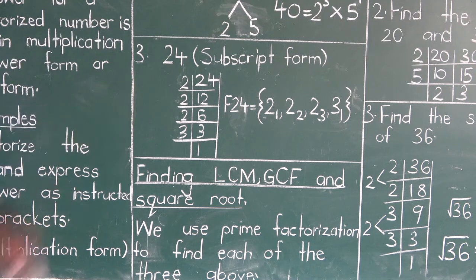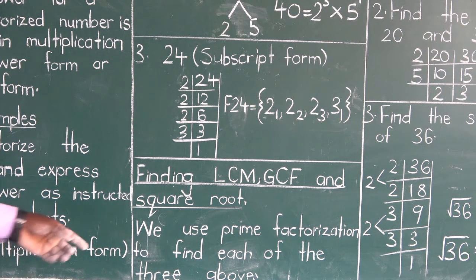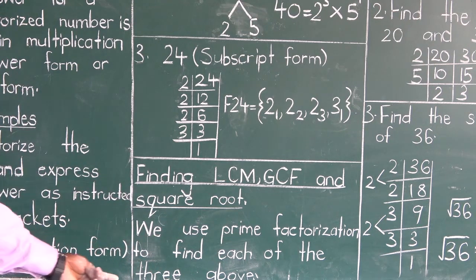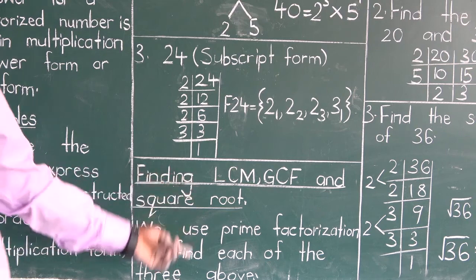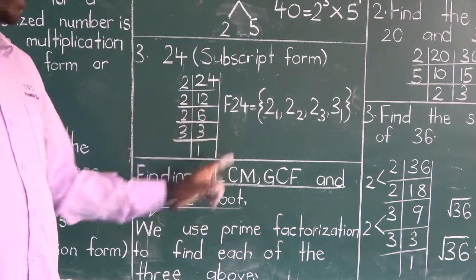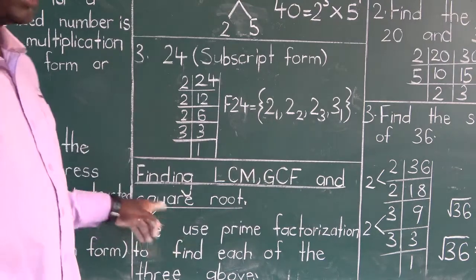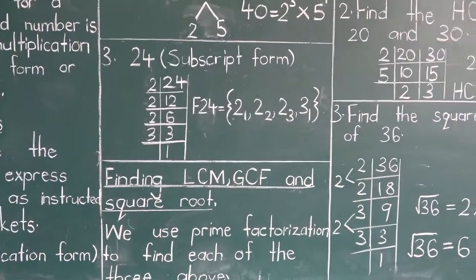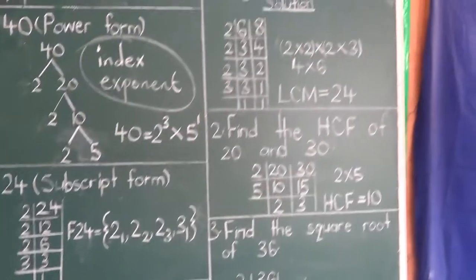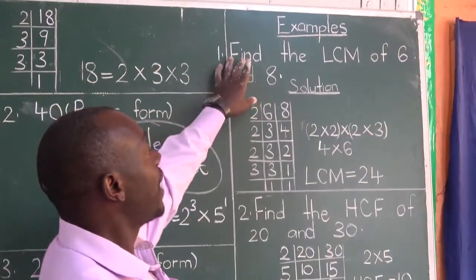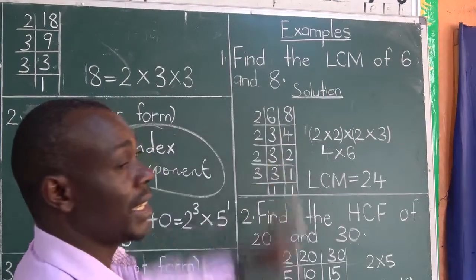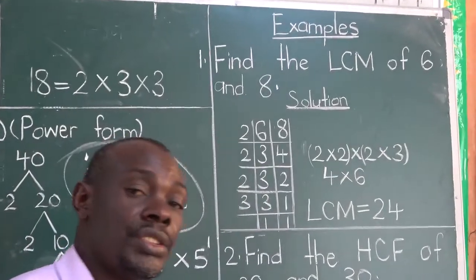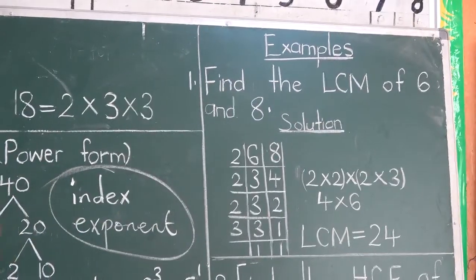Now that we have learned how to prime factorize, we shall note that we use prime factorization to find each of the above. We use prime factorization to find LCM, to find the GCF, and to find the square root, like the examples ahead suggest. Number 1, find the LCM of 6 and 8. That's the first example. Find the LCM of 6 and 8 using that idea of prime factorization.